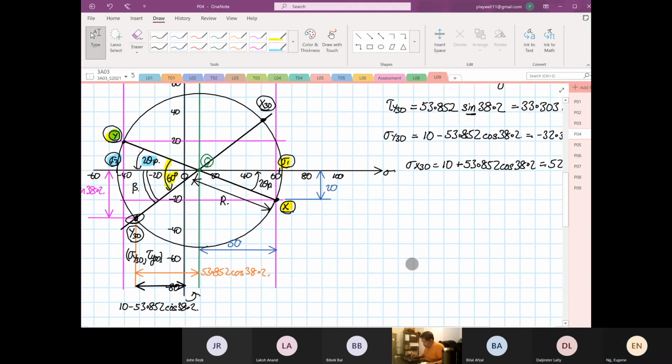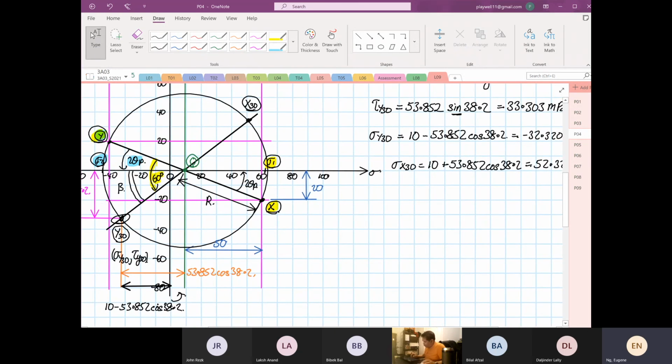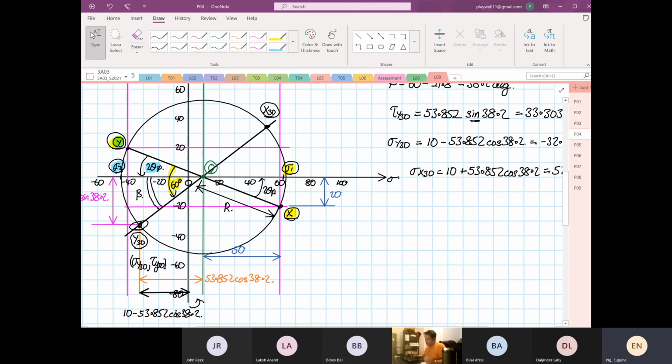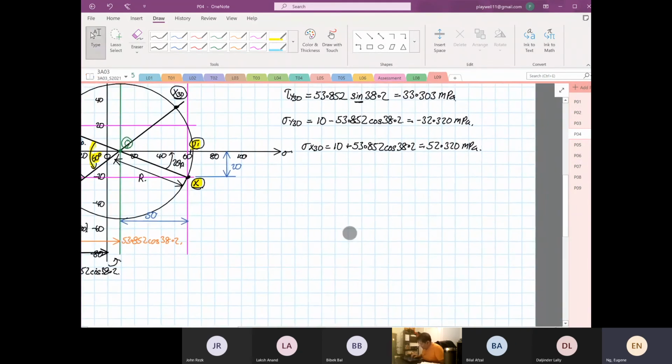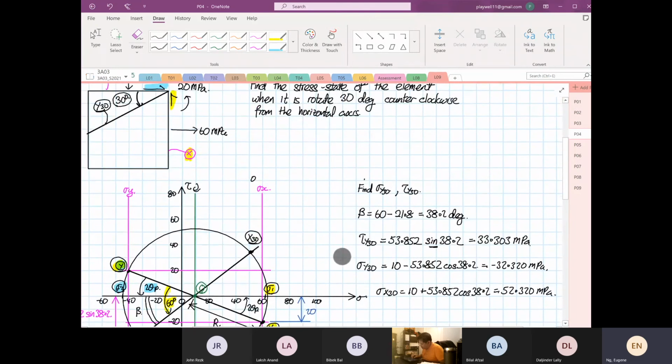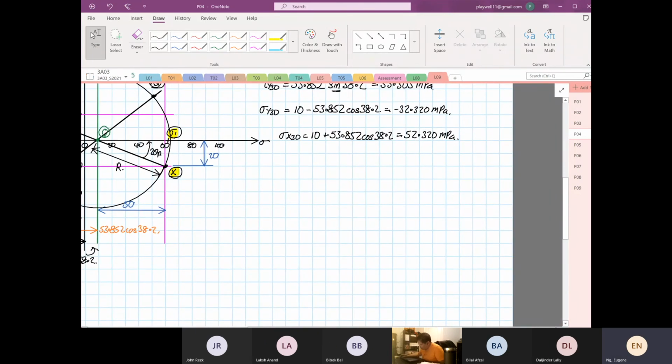Now we have to bring it back to the element. What's the difference between this and what we have done previously is that we have to consider the shear now. Previously it was the principal plane, so we didn't have a shear. Now we do have a shear. So we're going to draw the element now. The element is rotated 30 degrees. So we're going to construct the element.